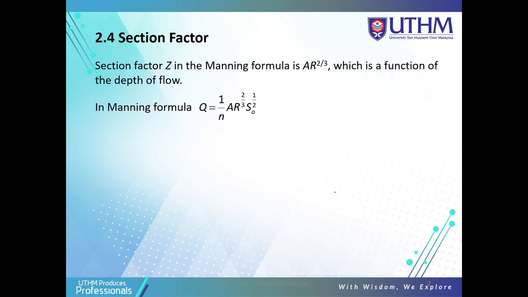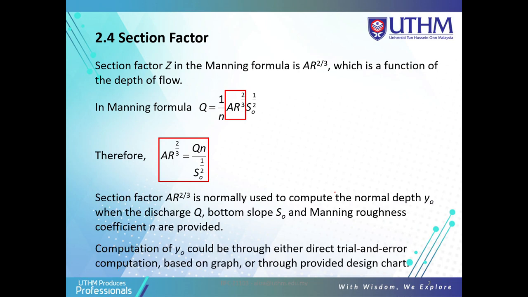So the section factor Z. 2.3 is conveyance factor K. So the section factor, we call it the section factor Z. In the Manning formula it is A R 2 over 3, A R power of 2 over 3, which is a function of the depth of flow. So A R power of 2 over 3 is the Manning section factor. So we get the section factor using A R 2 over 3 from these equations.